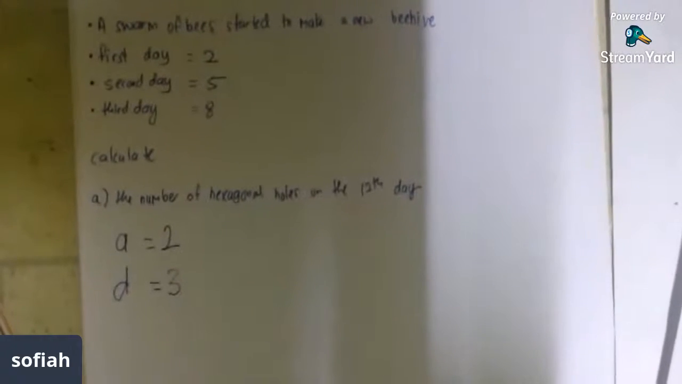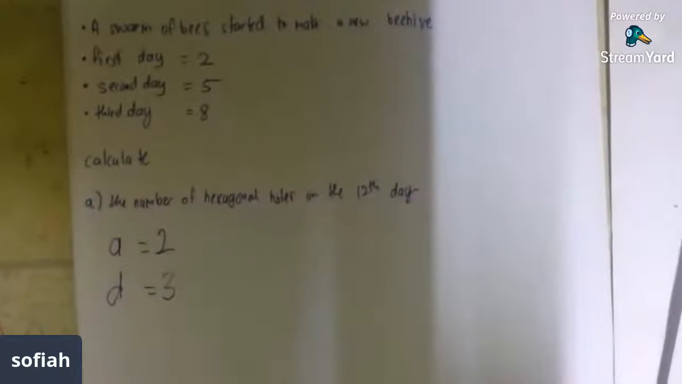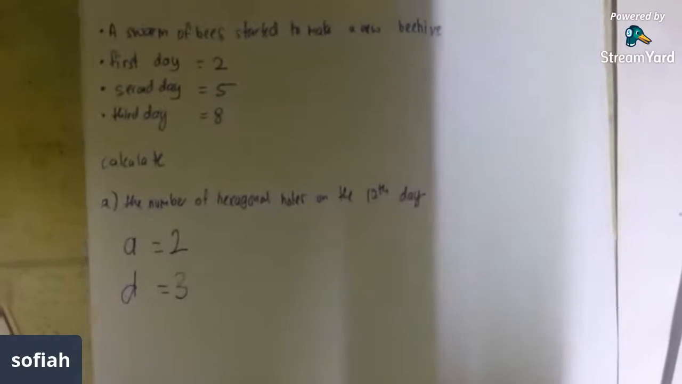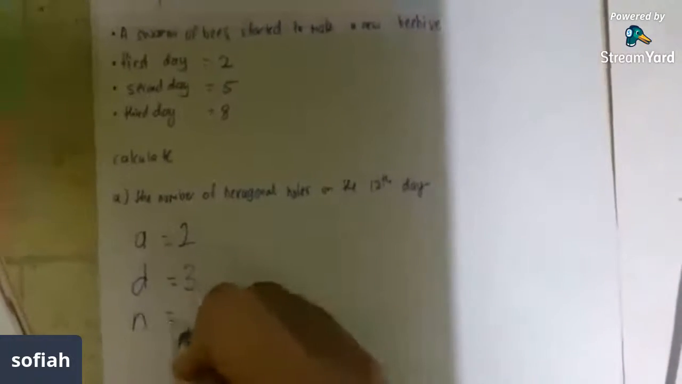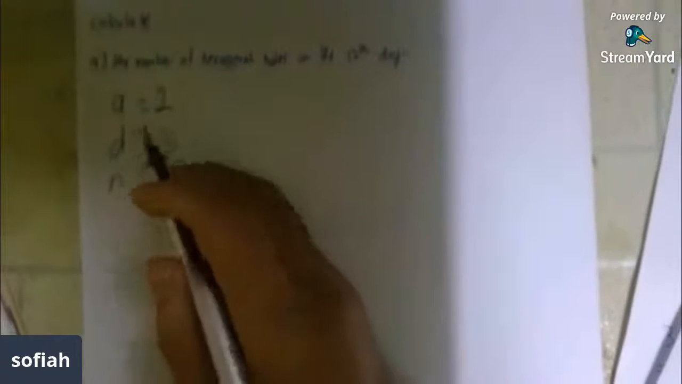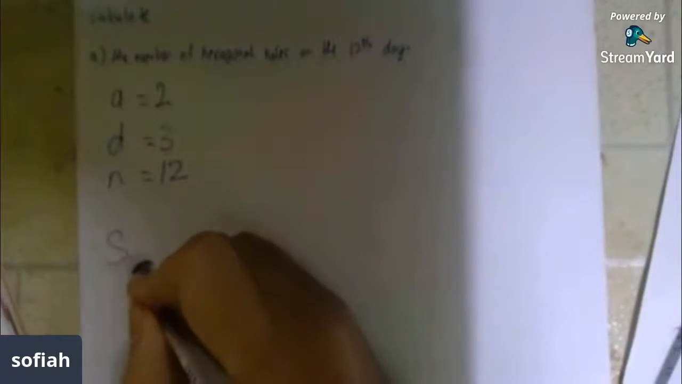Then the question asks us to find the number of hexagonal holes on the 12th day. It means that n equals 12. Then we just substitute these values into the formula.